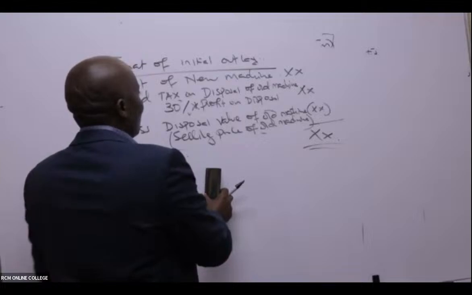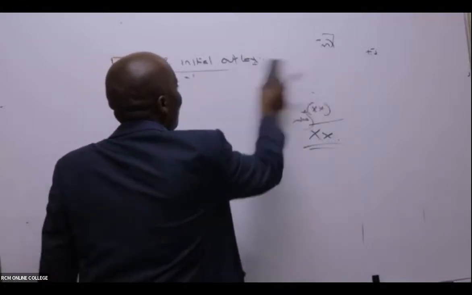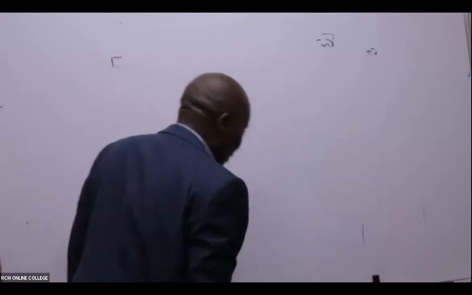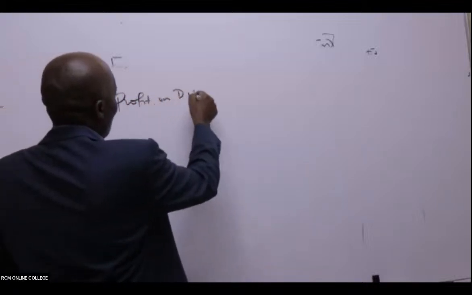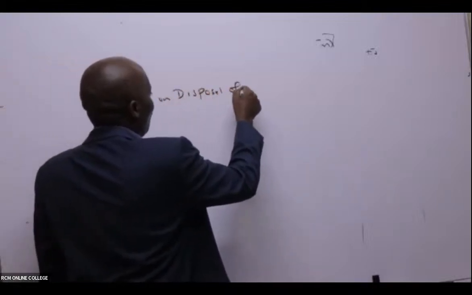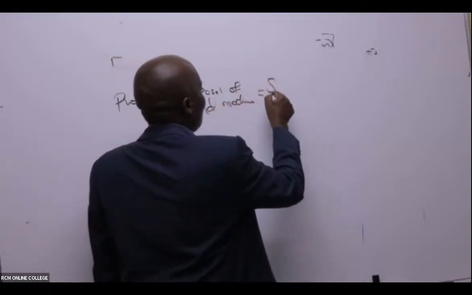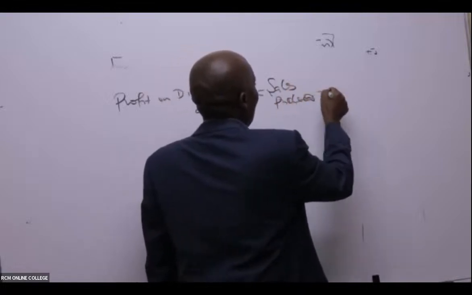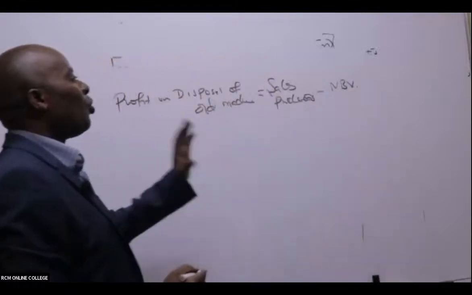So I'll look for the tax. The only thing that I'm looking for here is a tax on disposal. So first of all, give me the profit on disposal of old machine. Sales proceeds minus net book value at year 2. Minus net book value.